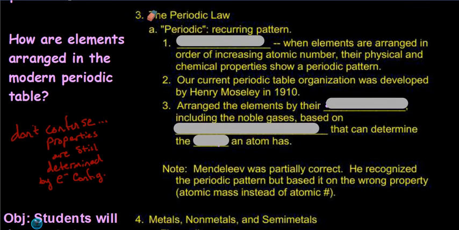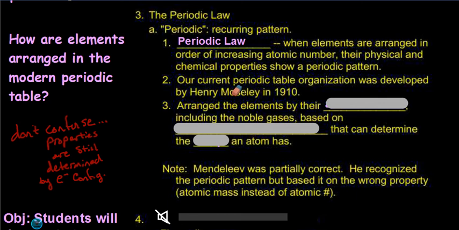And this brings us to the modern periodic table, because at this point we had finally discovered the number of protons. The periodic means recurring patterns, so the periodic law is when elements are arranged in order of increasing atomic number, their physical and chemical properties show a periodic pattern. Our current periodic table organization was developed by Henry Moseley in 1910, once we knew about the proton and we started understanding the quantum arrangement of electrons.